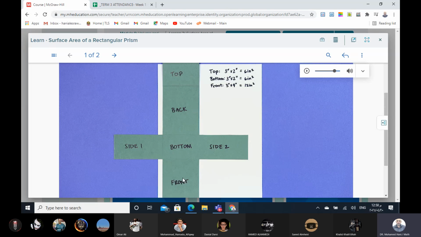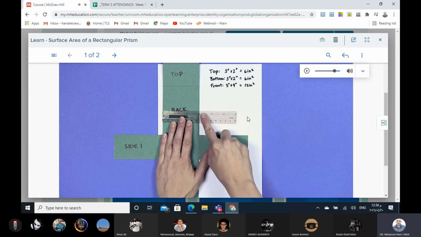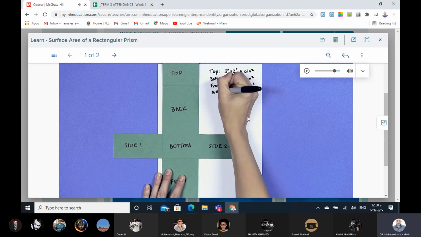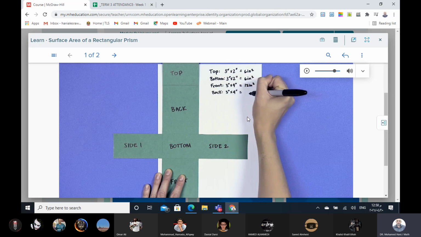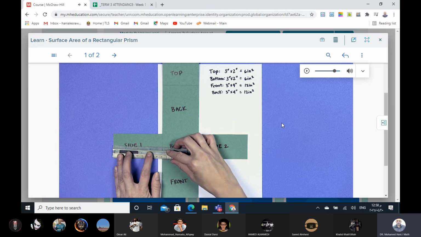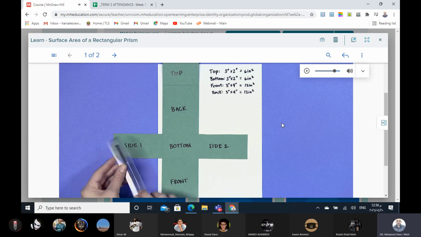And the front is congruent with what? With the back. The back and the front are congruent, meaning they have the same area. The back face will have the same dimensions as the front. So the front is 12 and the back is 12. And here the top is 6 and the bottom is 6. Continue, please. Measure side 1, 2 inches by 4 inches.